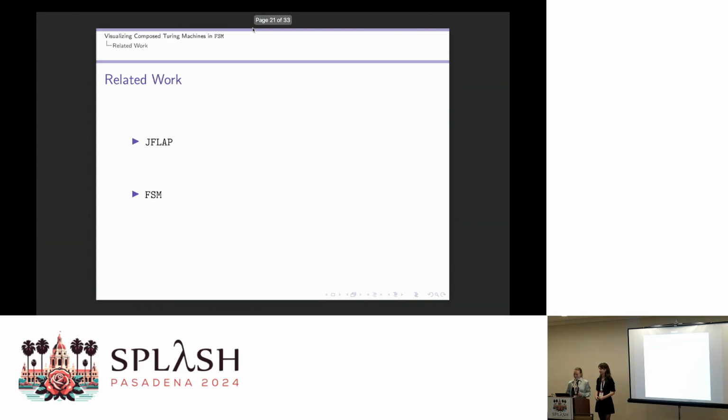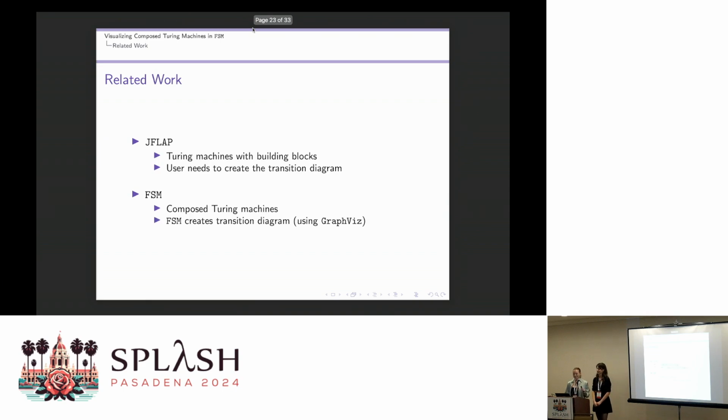No problem. So essentially, we also have some related work. JFLab is also a system that lets people work with composed Turing machines. They call it Turing machines with building blocks. We call it composed Turing machines, and for us, it's Graphis that generates the transition diagram. The user does not need to create it by hand.